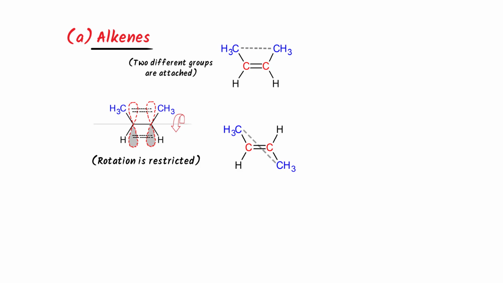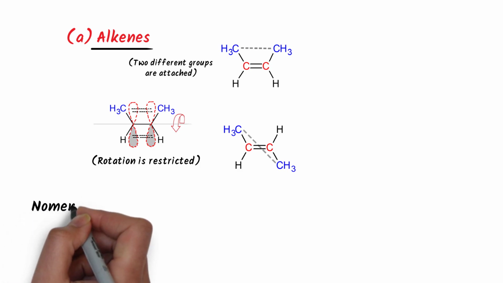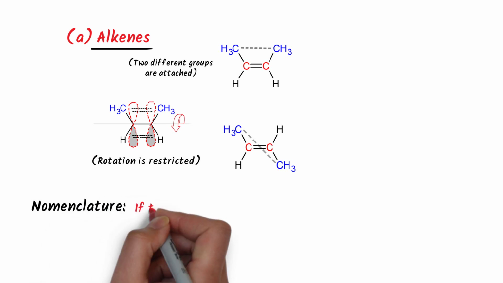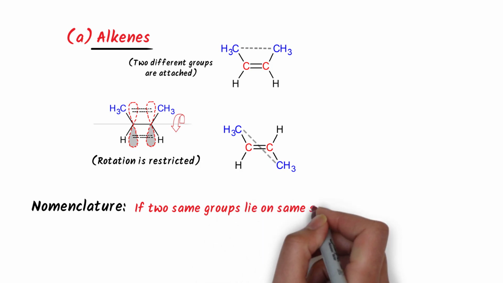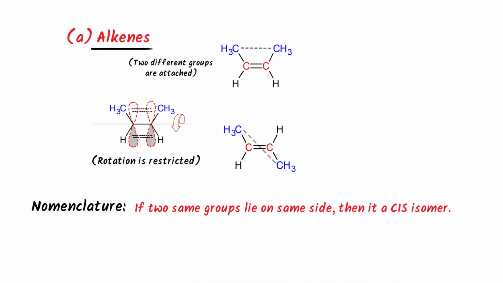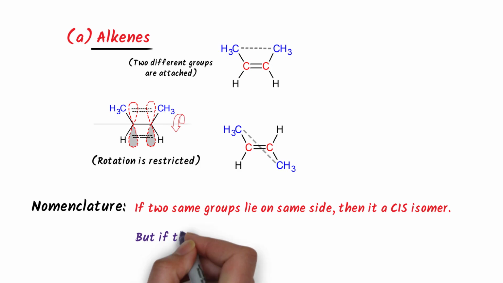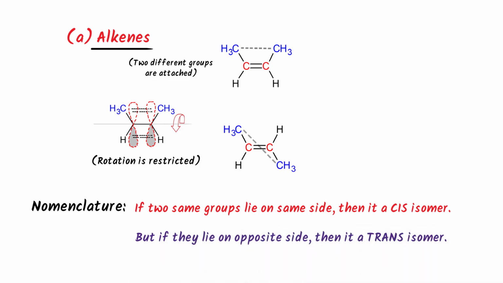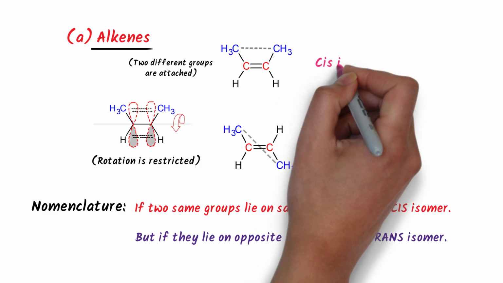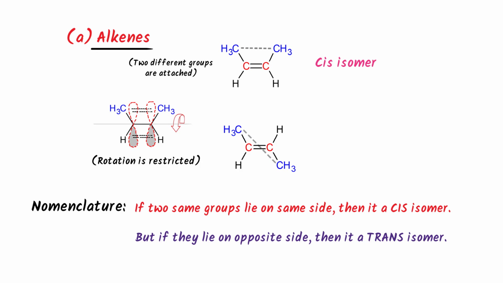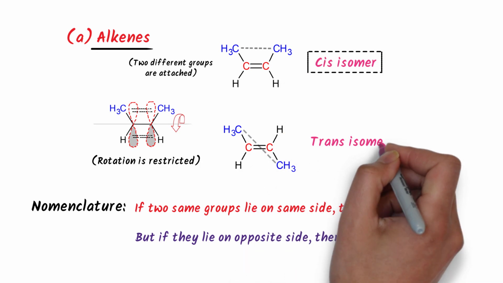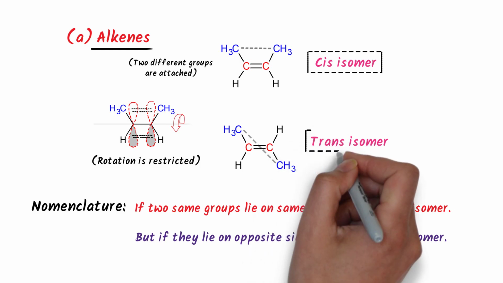Now, how can we designate these isomers? For that, we have a nomenclature that says if two same groups lie on the same side, then it's a cis isomer, but if they lie on opposite sides, then it's a trans isomer. In the first case, the two methyl groups or the two hydrogen groups lie on the same side, so it's a cis isomer, while in the next, the two methyls or the two hydrogens lie opposite to each other, so it's a trans isomer.